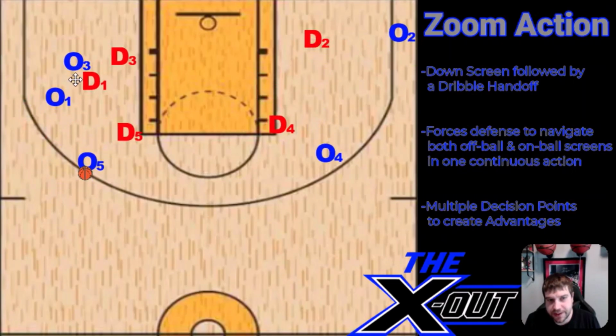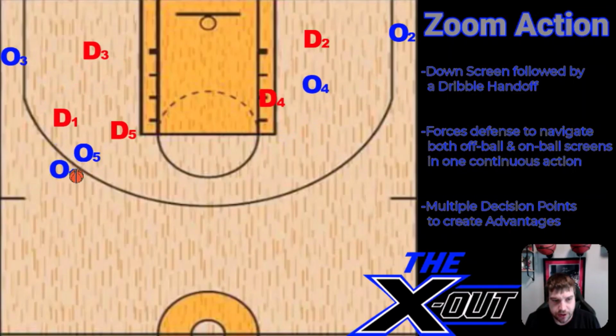Now, if the defense decides to go under on this handoff, then we can just go ahead and shoot a 3 right there. That's not a problem. That's a look we're usually good with.